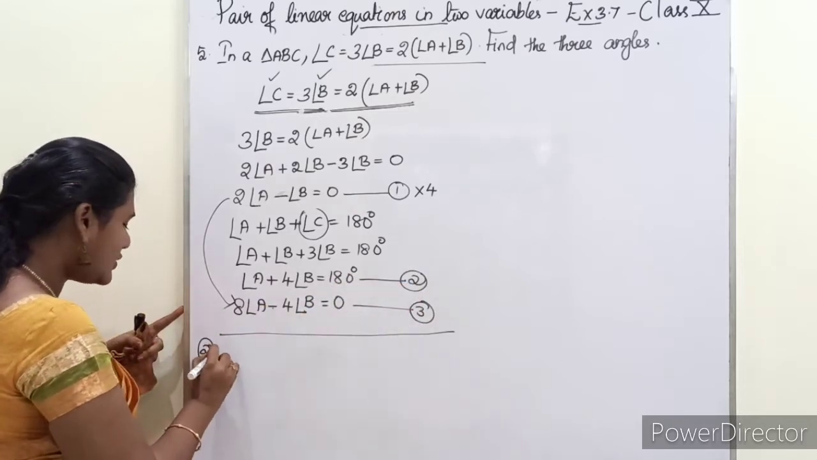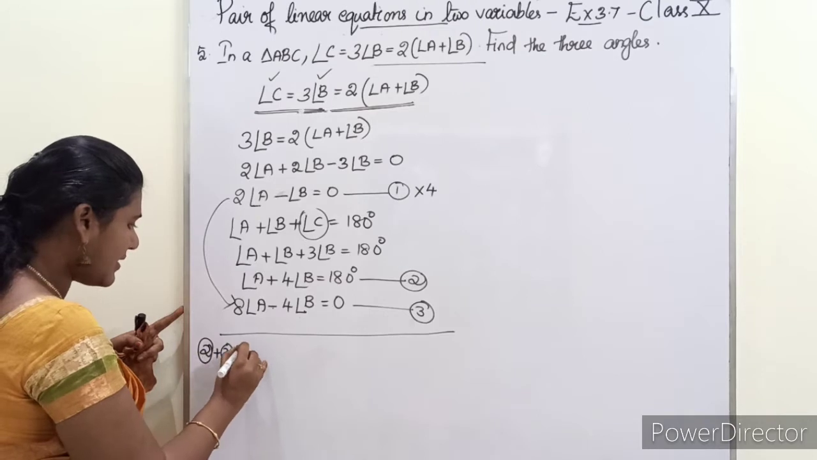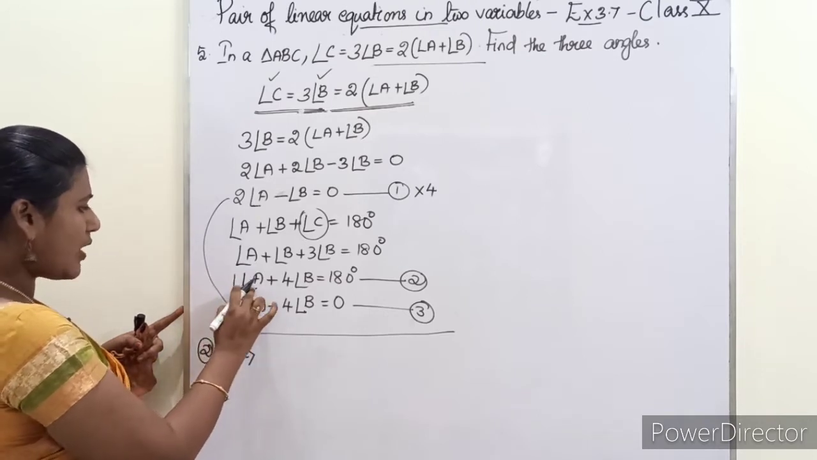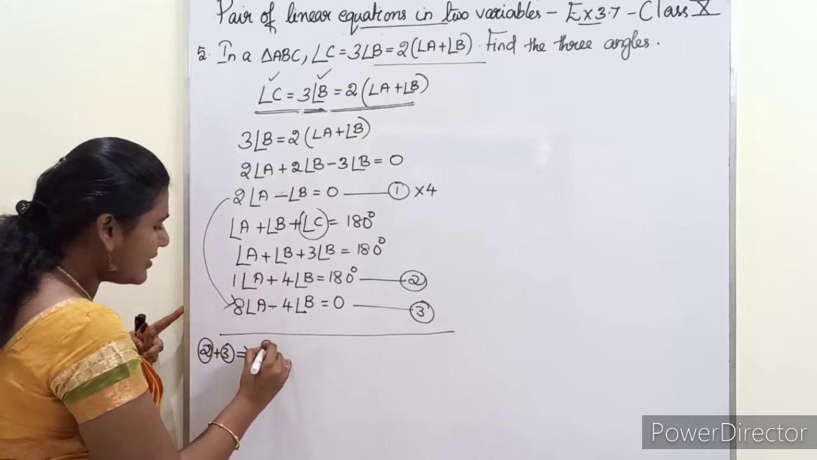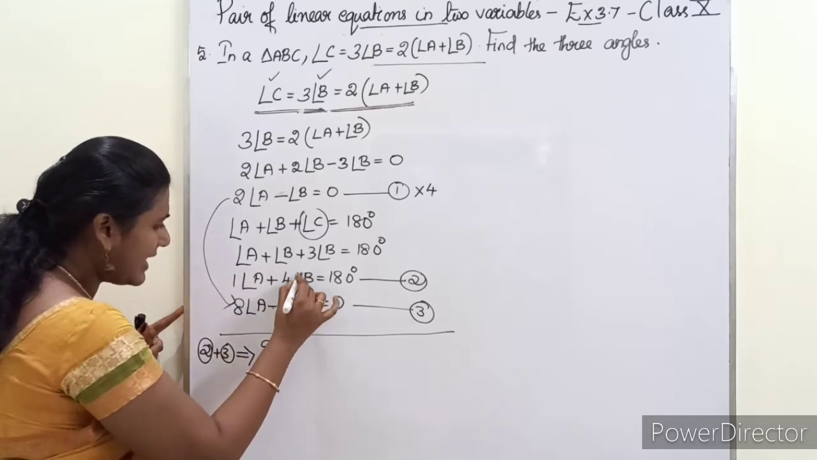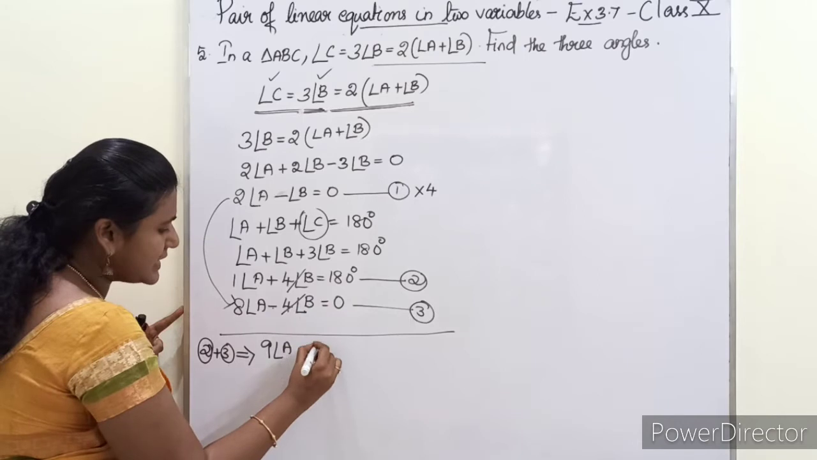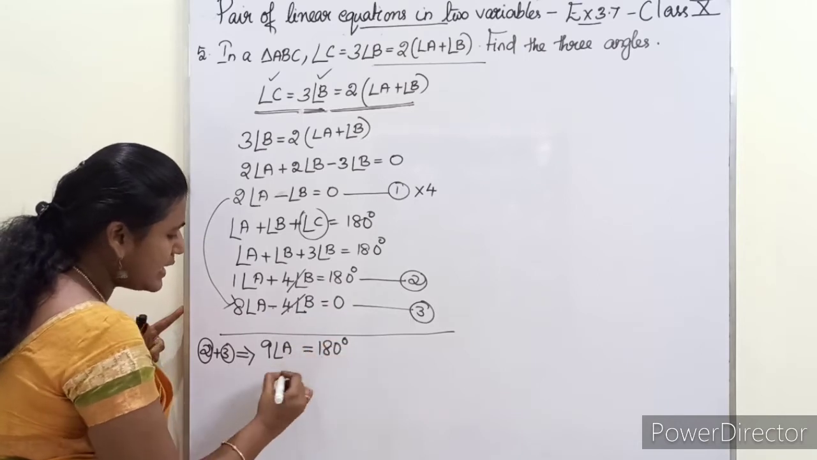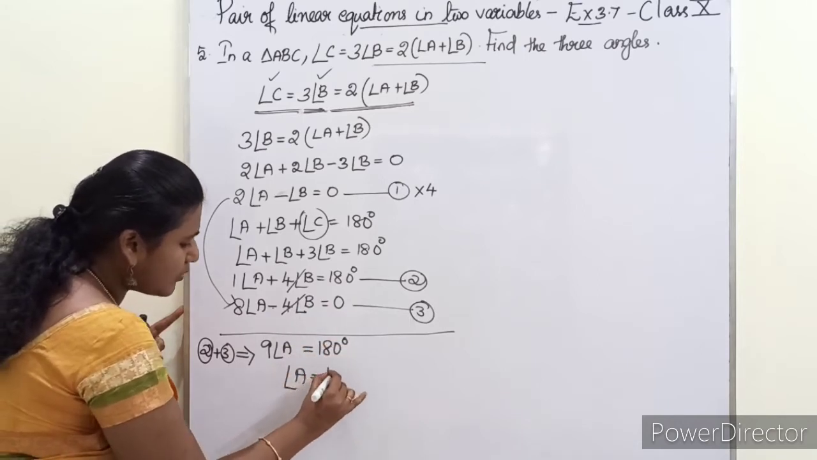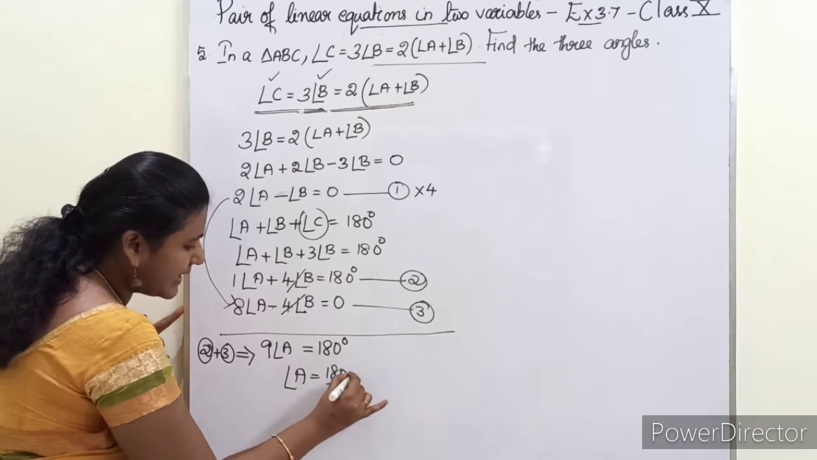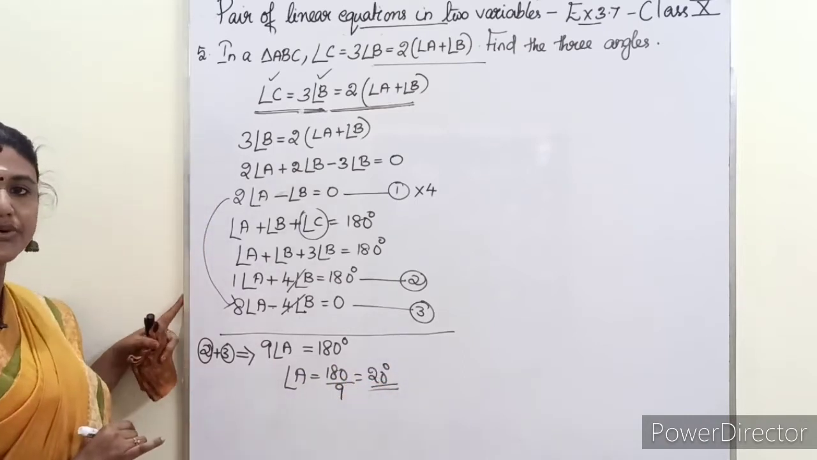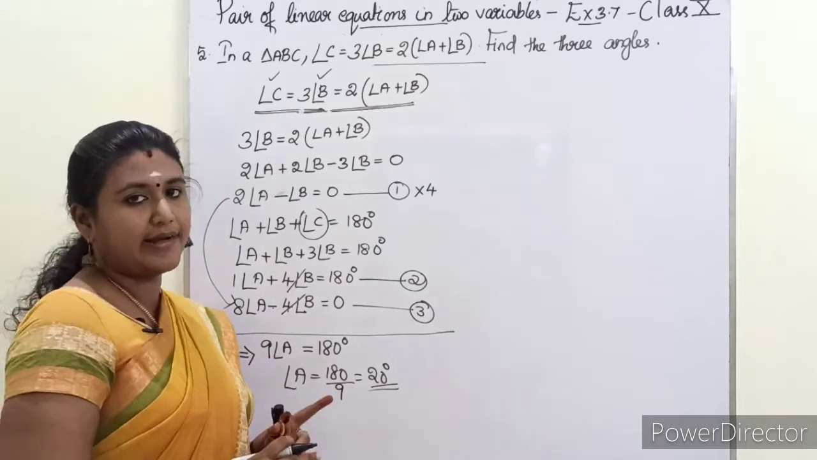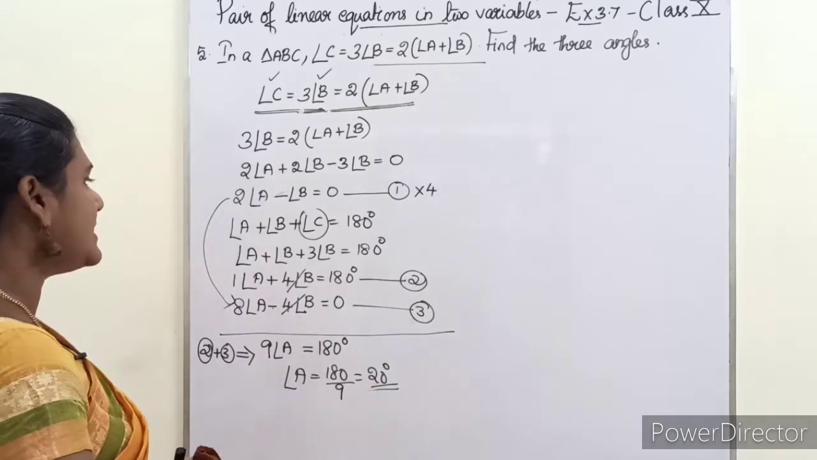So equation 2 plus equation 3 gives, here you see this is 1 angle A. Here it is 8 angle A. When you add, you will get 9 angle A. These two will get cancelled, is equal to 180 degree. So angle A is equal to 180 by 9 is equal to 20 degree. So angle A is equal to 20 degree. We got one angle, that is A equal to 20 degree.